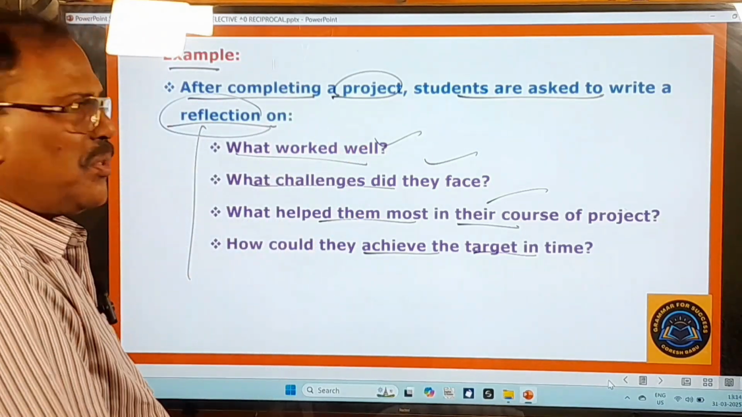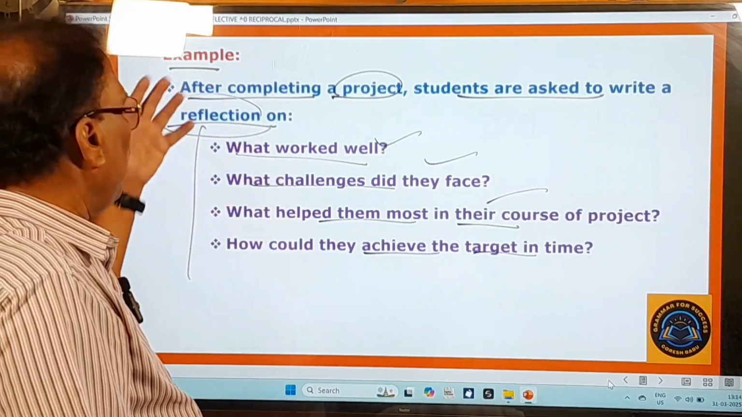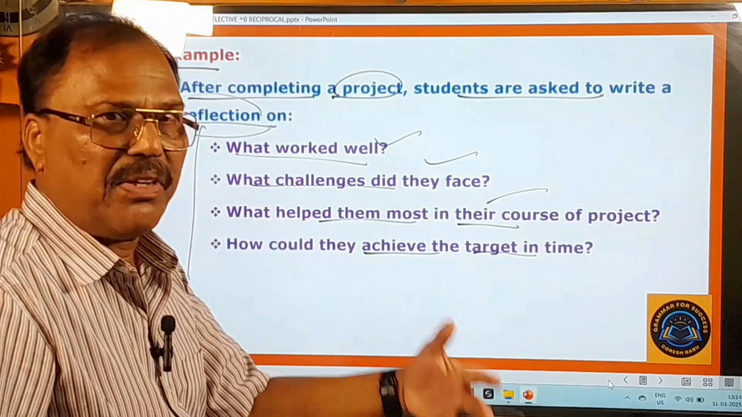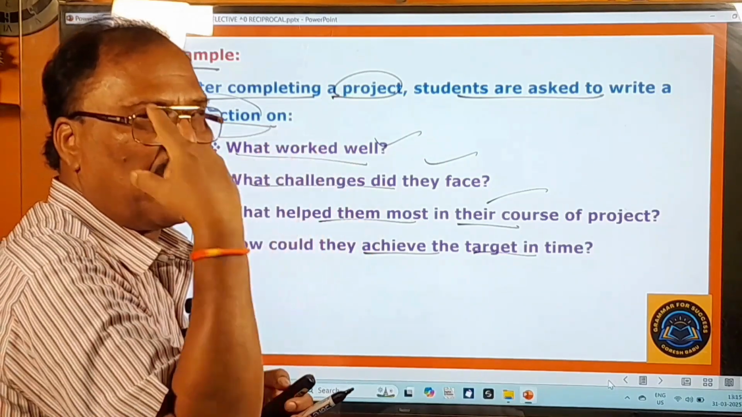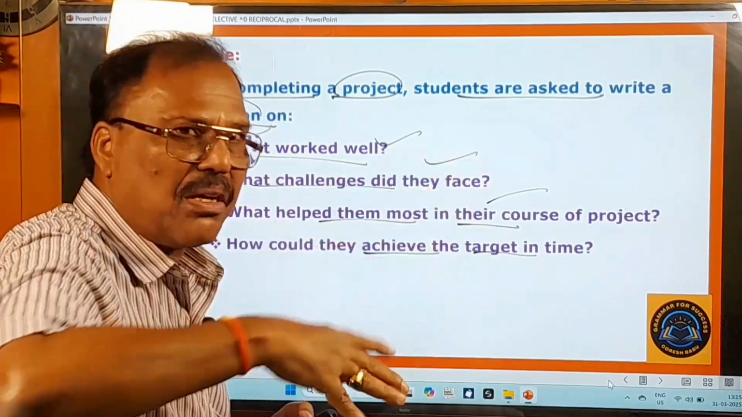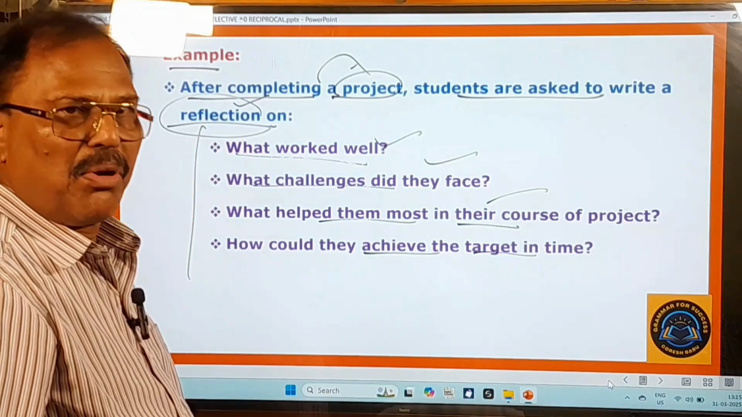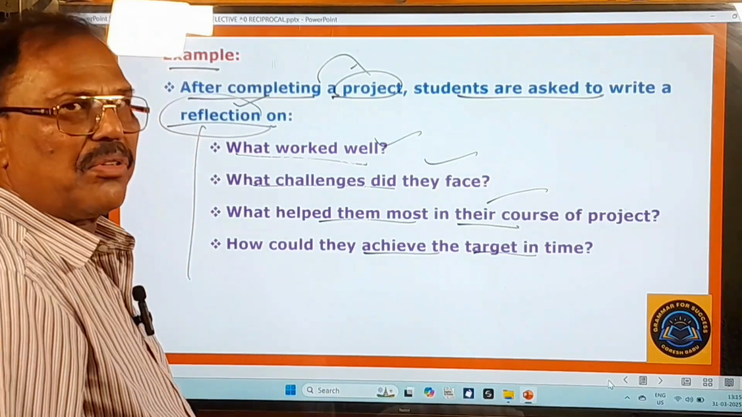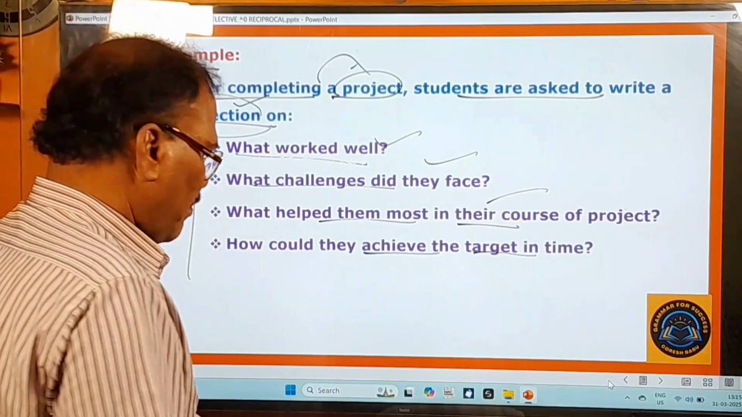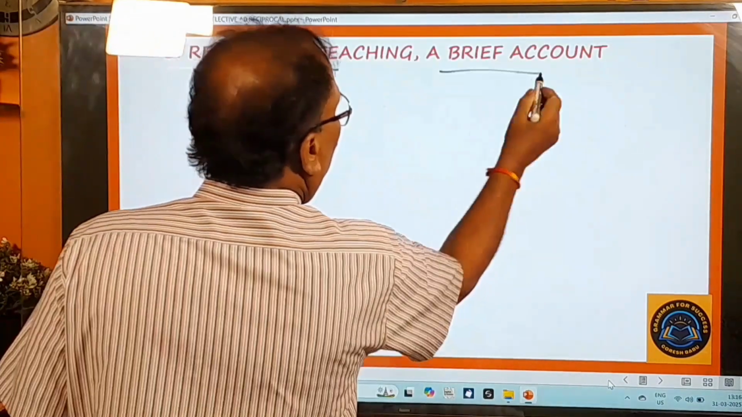So in this way, the students are asked to write a reflection on the project given to them. They themselves have done this project and therefore they know very well about that project. They will write all the things on a piece of paper. This is all about the reflective teaching. Okay, and now we move on to learn about the reciprocal teaching. Right. Reciprocal teaching, a brief account.